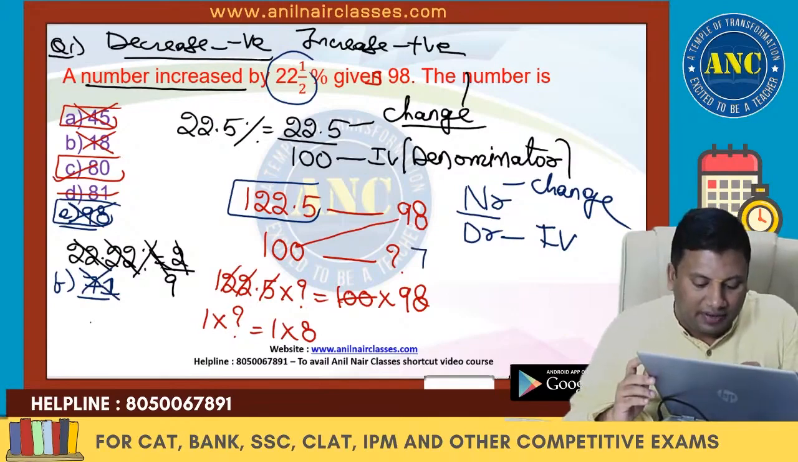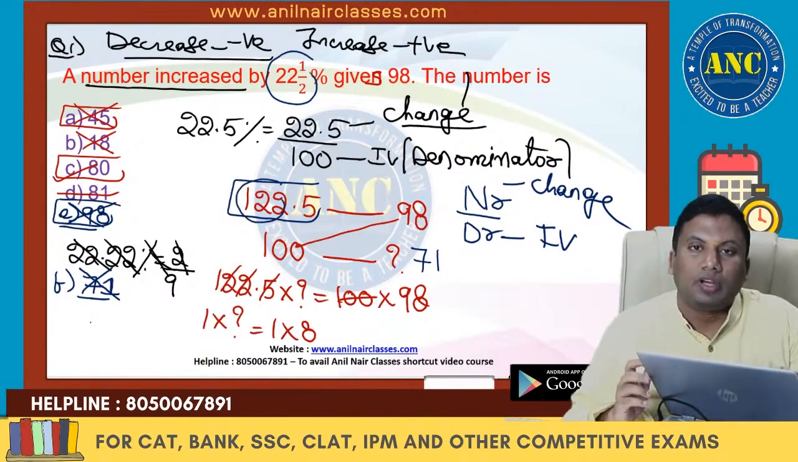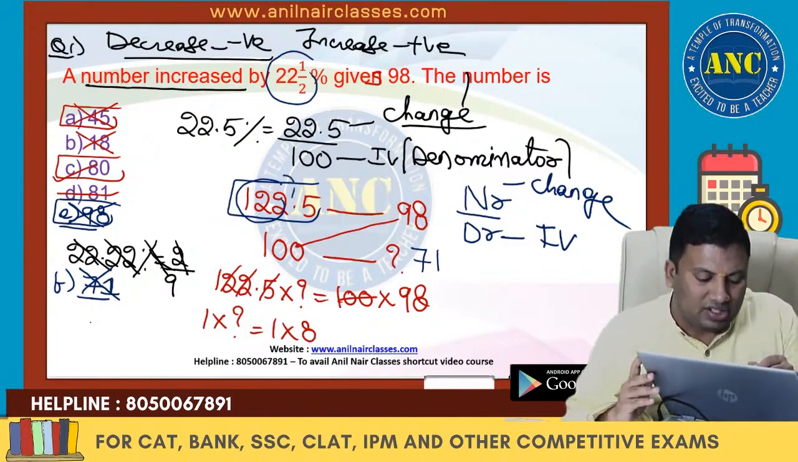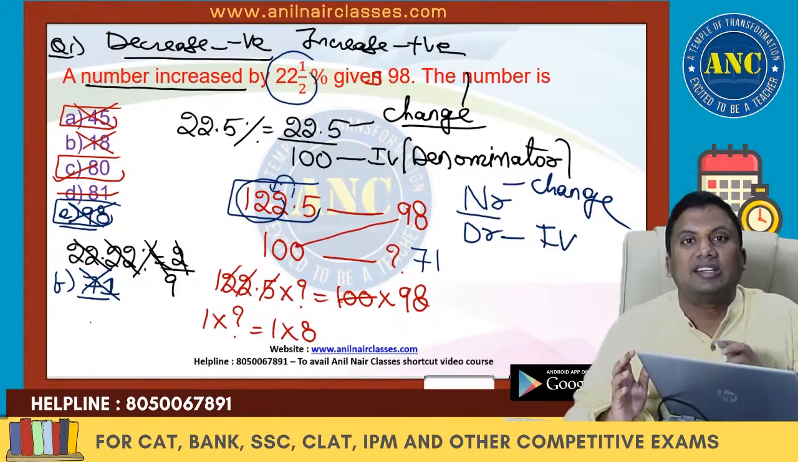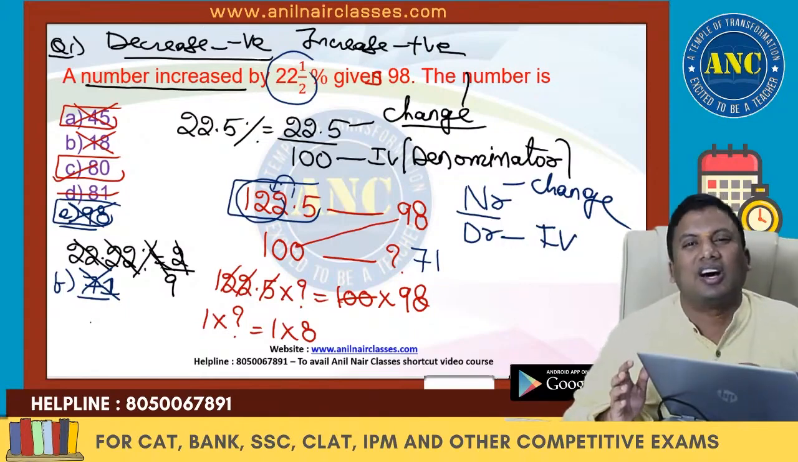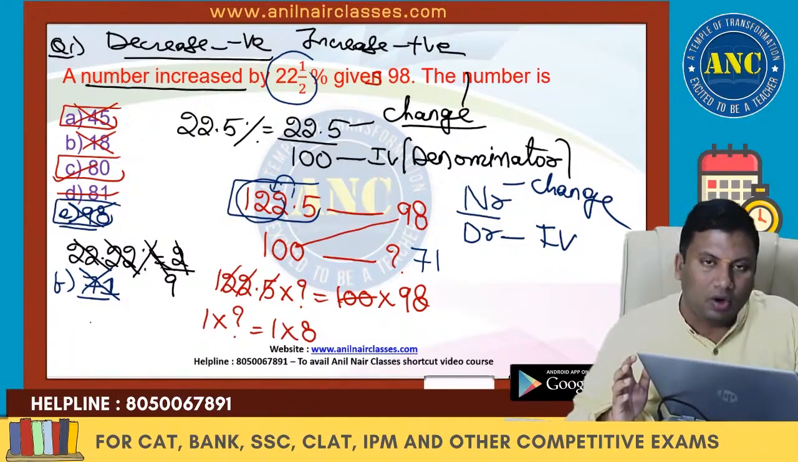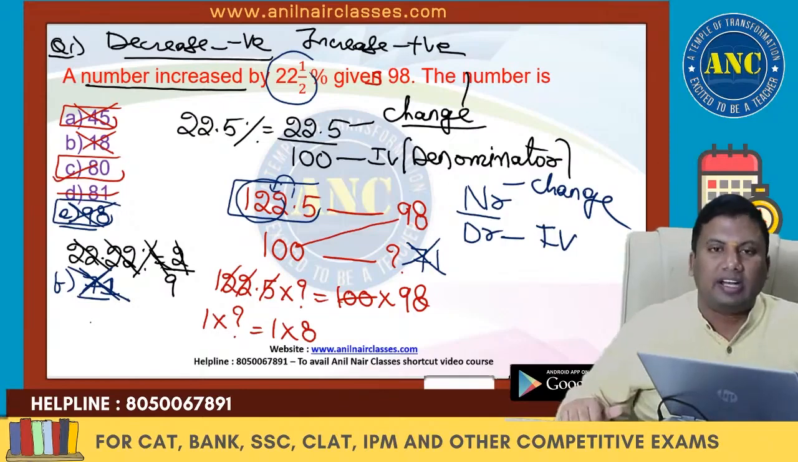See here, if it is 122, just think logically. If I shift the dot here, it is 12 point something. 12 8s are 96. Yes or no? 12 8s are 96. It should be closer to an 8 multiple. 71 cannot be the answer. Not a single doubt will remain in my class.